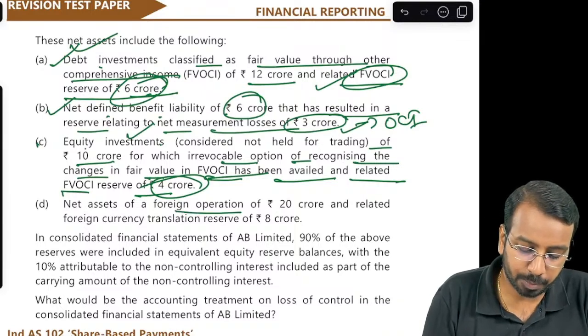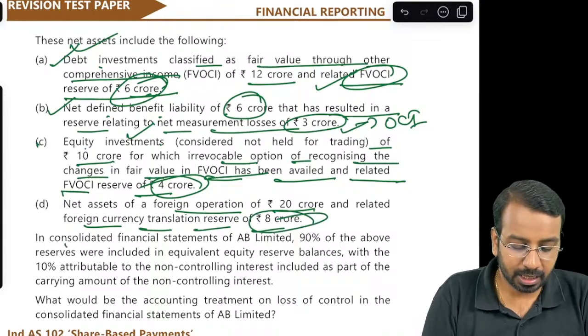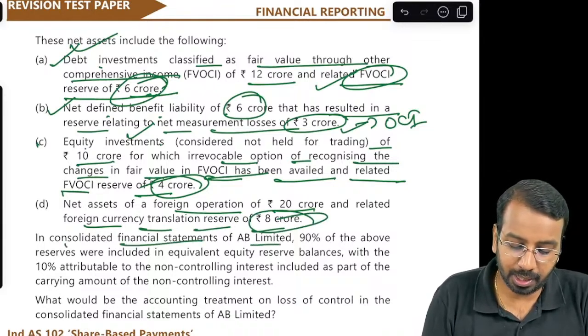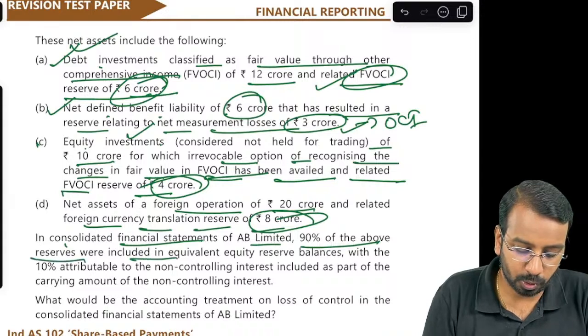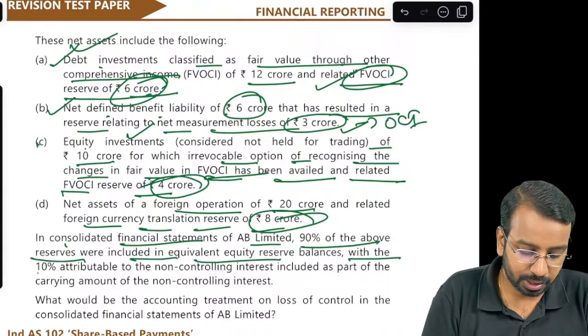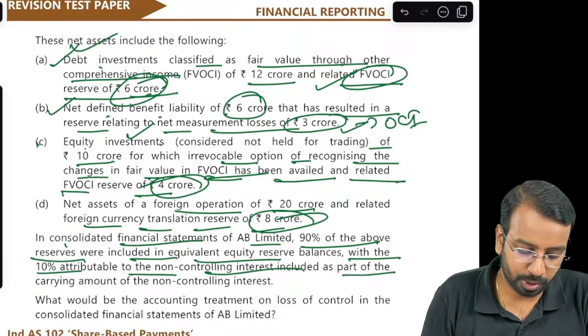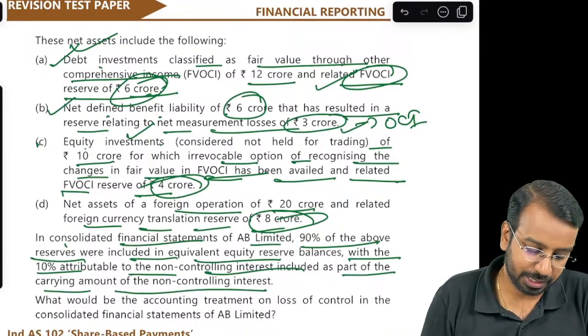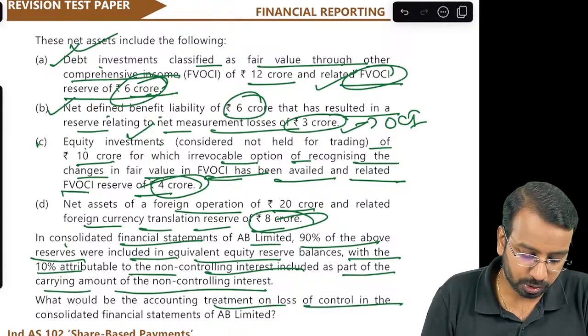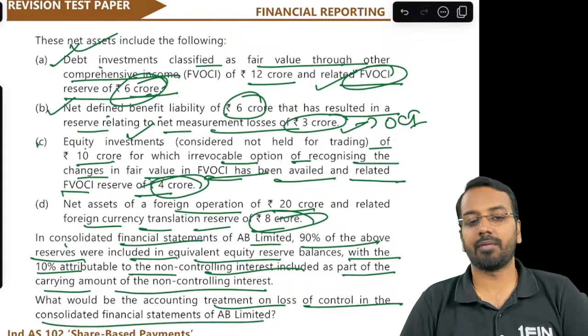Net asset of a foreign operation of 20 crores and related foreign currency translation reserve of 8 crores. In consolidated financial statement, AB Limited, 90% of the reserves were included in equivalent equity reserves with the 10% attributable to NCI included as a part of the carrying amount of the NCI. What would be the accounting treatment on loss of control in the consolidated financial statement?